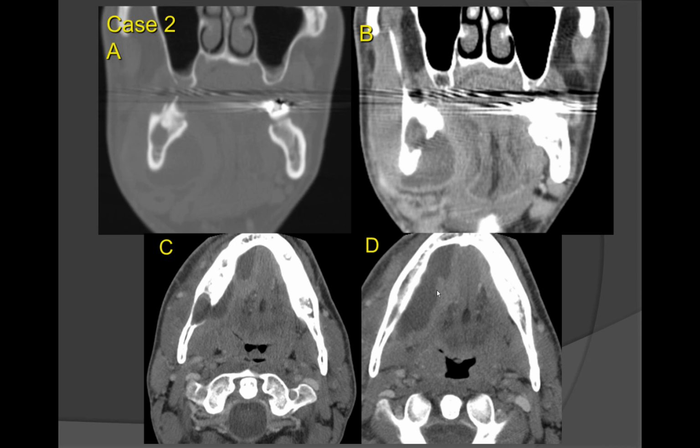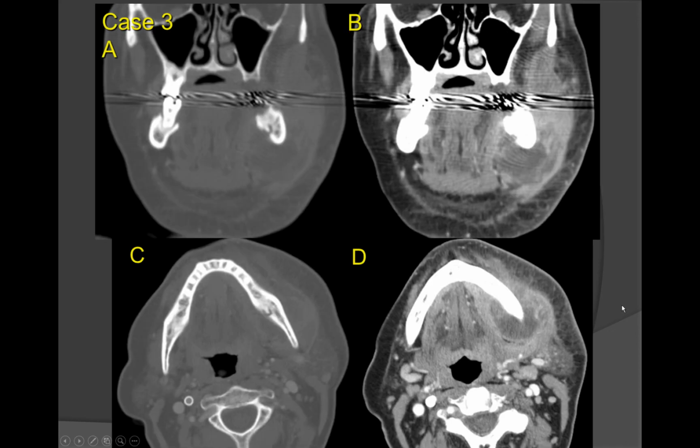Here we have a 61-year-old male presenting with fevers and right mandibular pain. We see coronal CT and bone windows, soft tissue windows, axial soft tissue windows. We see spread into the sublingual space, but not inferiorly into the submandibular space. We see a large periapical abscess with cortical breakthrough, resulting in a large abscess extending along the floor of mouth.